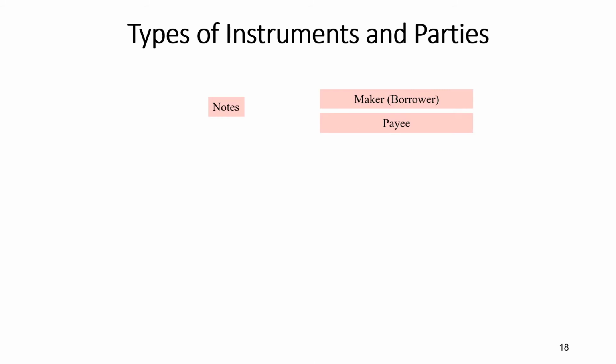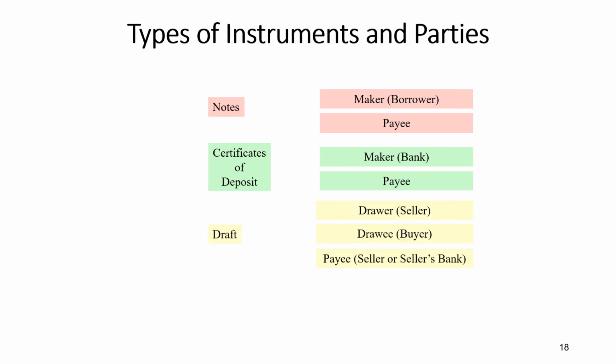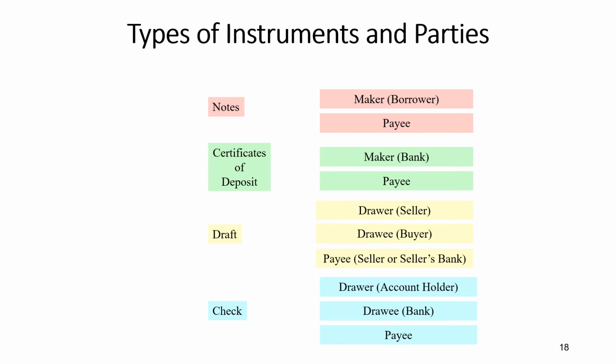So let's look at the types of instruments and parties again. Let's do a little review. For promissory notes, we have the maker and the payee. For certificates of deposit, we have the maker and payee. Drafts, which are orders to pay, have the drawer, the drawee, and the payee, three parties. And checks, which are another form of an order to pay, have three parties. If you become confused as to which type of instrument you're dealing with, look to see how many parties there are. Promises to pay only have two parties, the maker and the payee. Orders to pay have three parties. Let's look at an example.